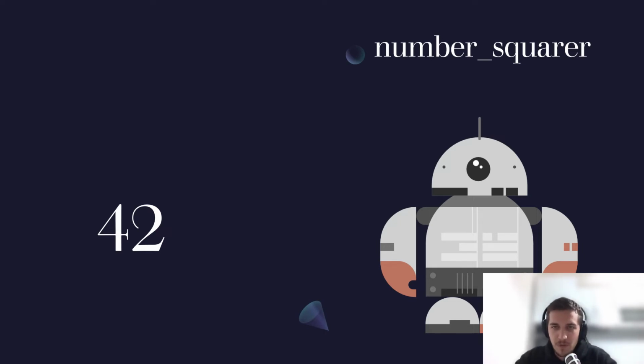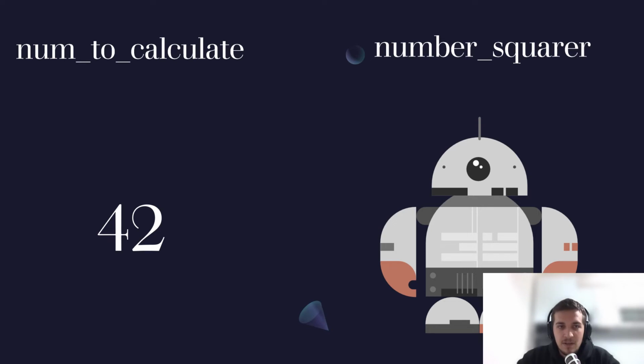So we got our robot, a number squarer, and we got a number here. So what do we do with the number? Can we give it to the robot like this? No. In programming, just as in the real world, everything needs to be named. We know that this is 42, but in terms of Python, we need to give it a name. So we would call it number to calculate, for example. We give it to the number squarer, and the number squarer gives us a result back.